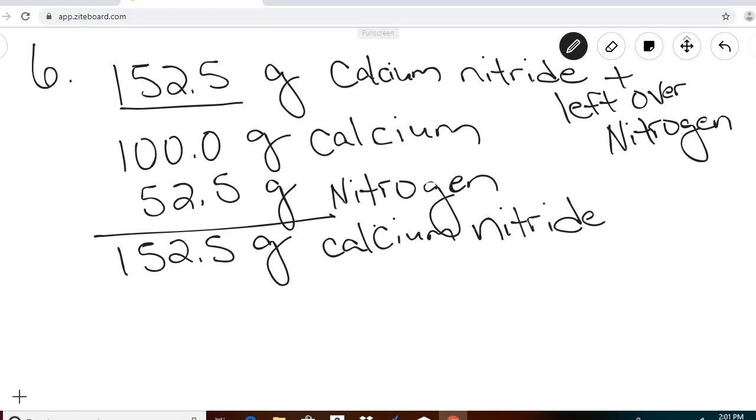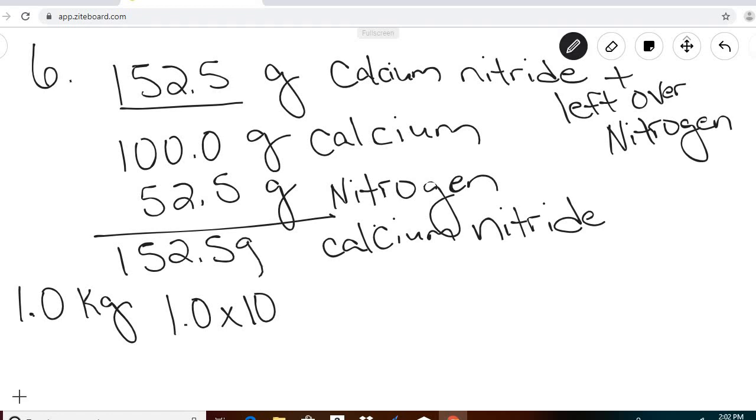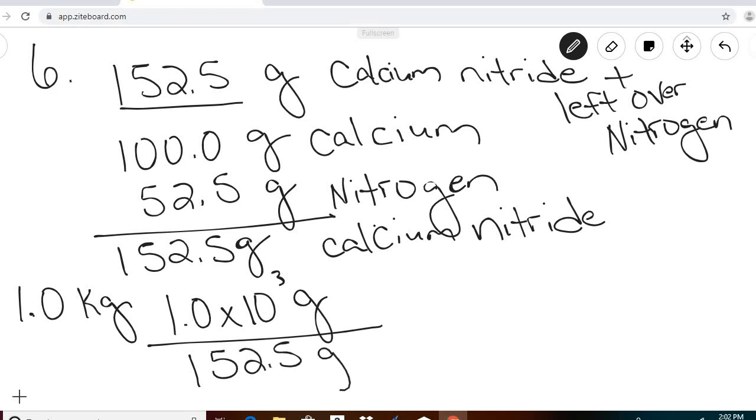Okay, so then the second part, the question that we are asked is, if you wanted to make 1 kilogram of calcium nitride, how much calcium and nitrogen would you use? Okay, so we want to make 1 kilogram. Instead of making 152.5 grams, we want to make 1 kilogram. And that is the same as 1.0 times 10 cubed grams.